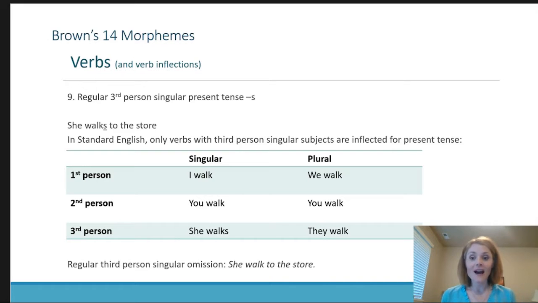So you can say I walk, you walk, we walk, they walk, but you can't say she walk. That would be ungrammatical. Third person singular subjects require that S inflection. So it would be she walks. And an example of a child omitting the regular third person singular present tense S would be if it said something like she walked to the store. That would be an obligatory context for regular third person singular present tense.